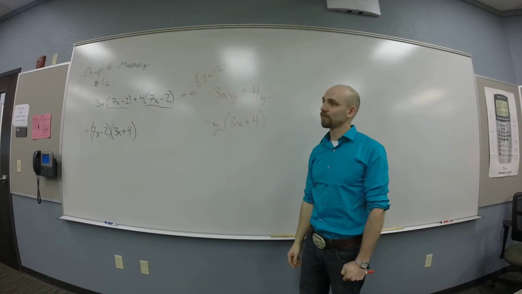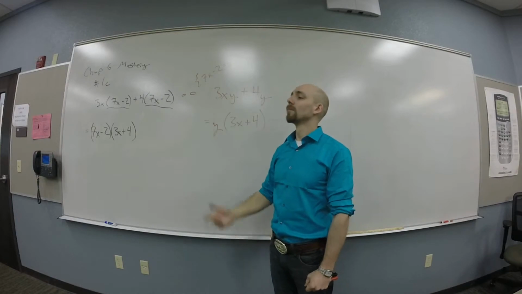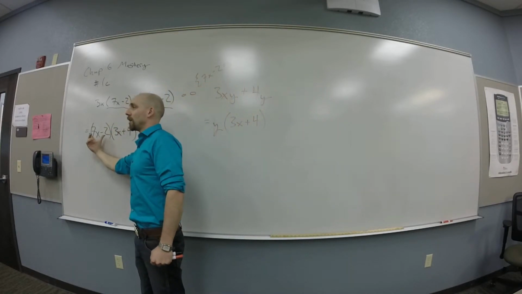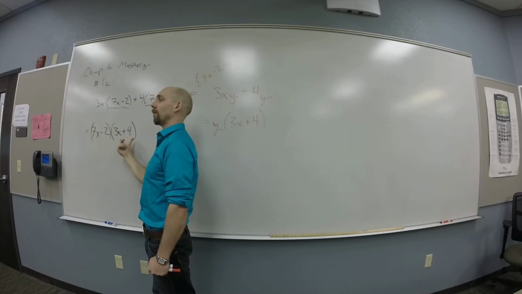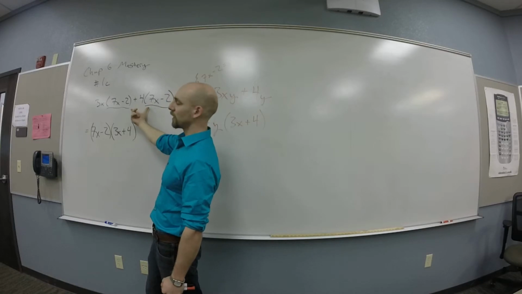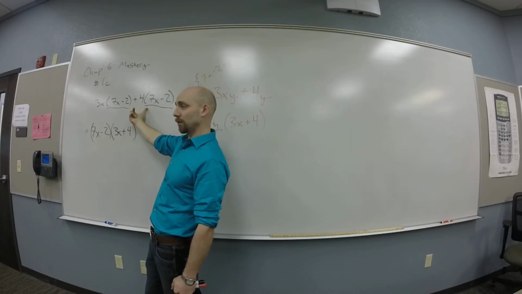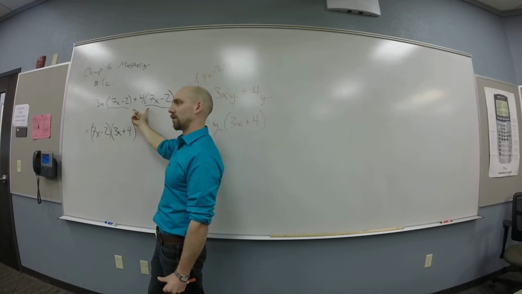How come the 7x minus 2 didn't end up squared? It didn't end up squared because when I multiply this in, I'll have to distribute it in, and there'll be 2 of them. These two things with a 7x minus 2 are added together. If they were multiplied, then there'd be a 7x minus 2 squared.